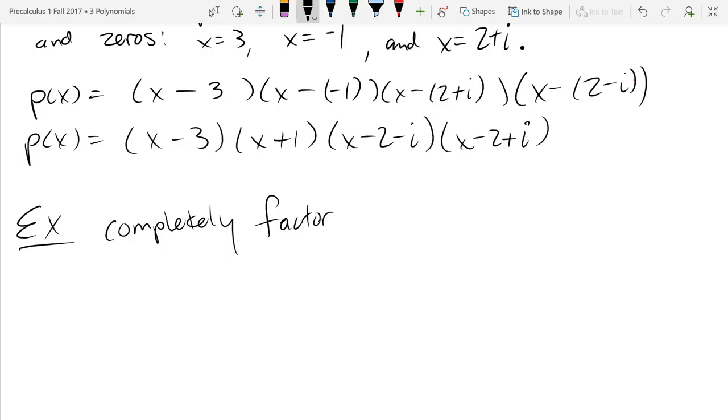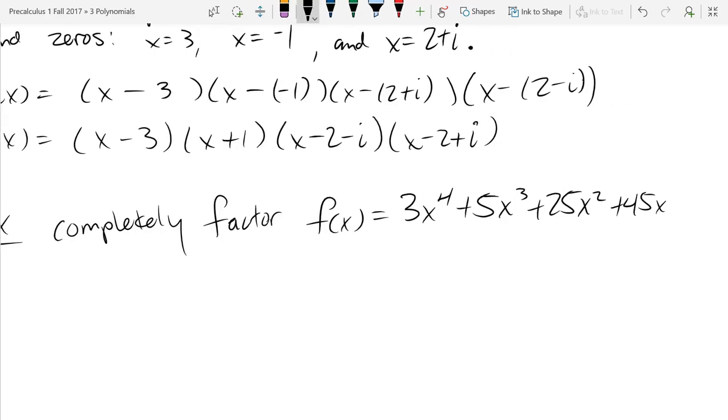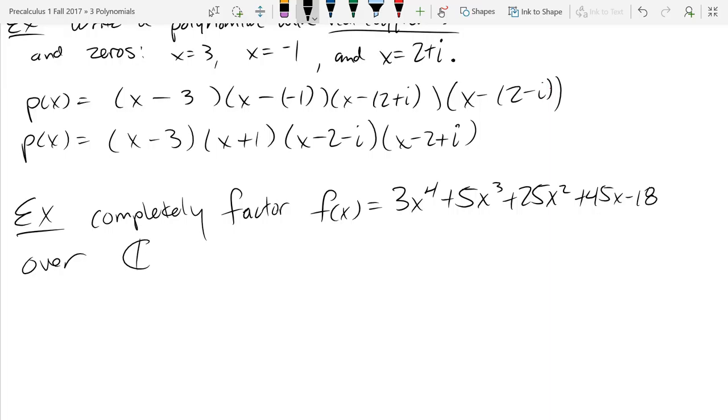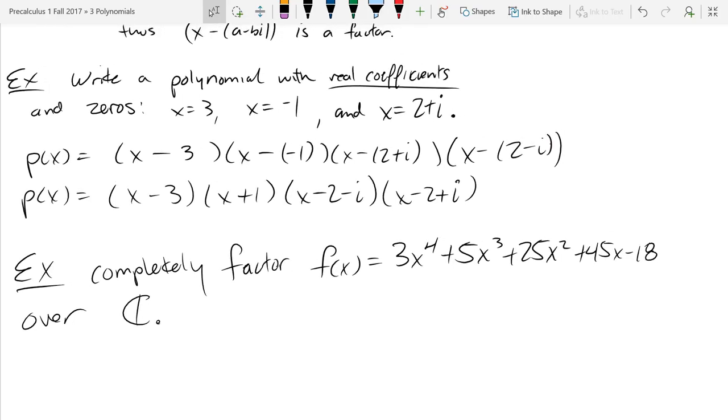So we're going to do our last polynomial example. Now I could ask the question as completely factor the polynomial, or I could ask you to find all zeros, real and complex, because we've seen that every factor corresponds to a zero. So if I ask you about factors, I could ask the same question about zeros. You would just answer in a slightly different form. So completely factor our polynomial f of x, 3x to the fourth plus 5x cubed plus 25x squared plus 45x minus 18. Completely factor over the complex numbers.